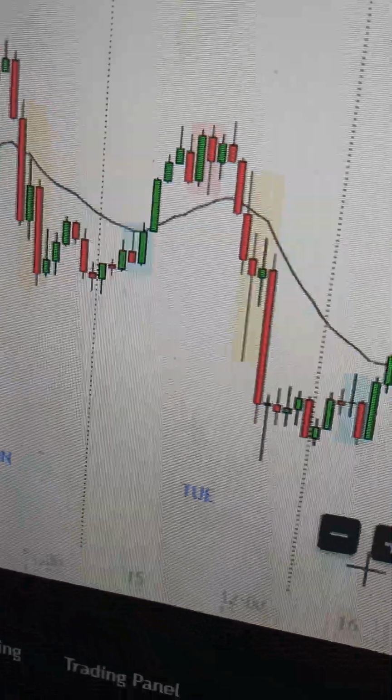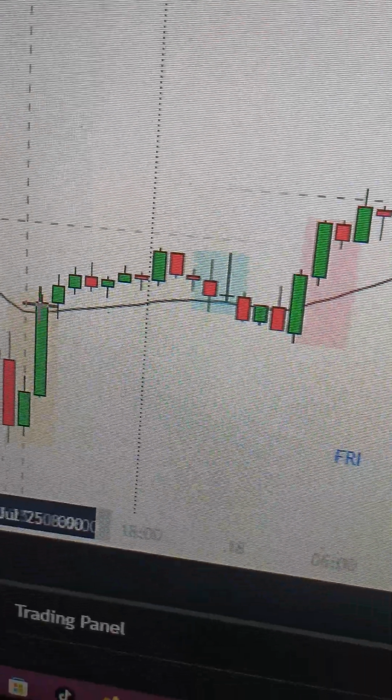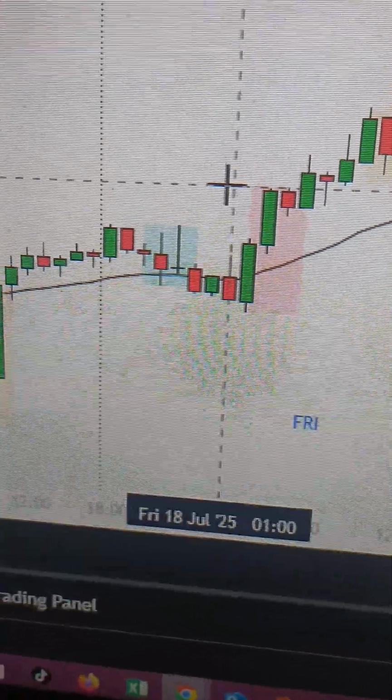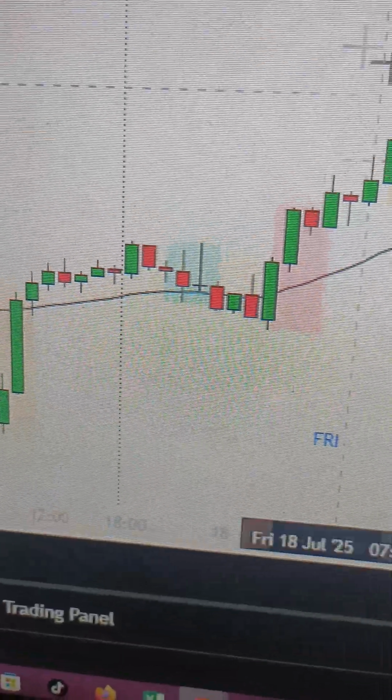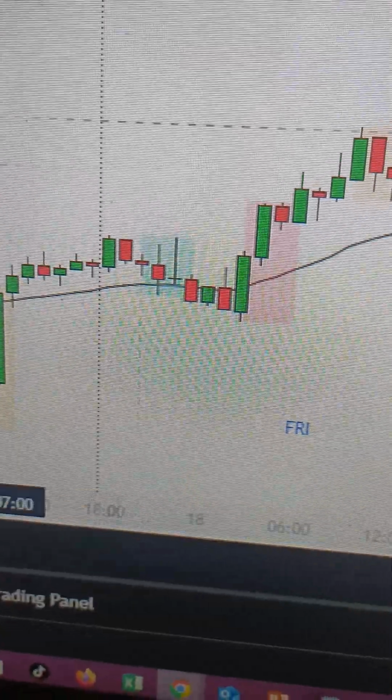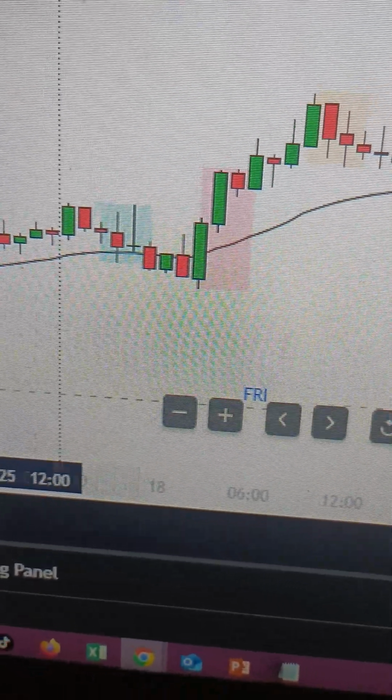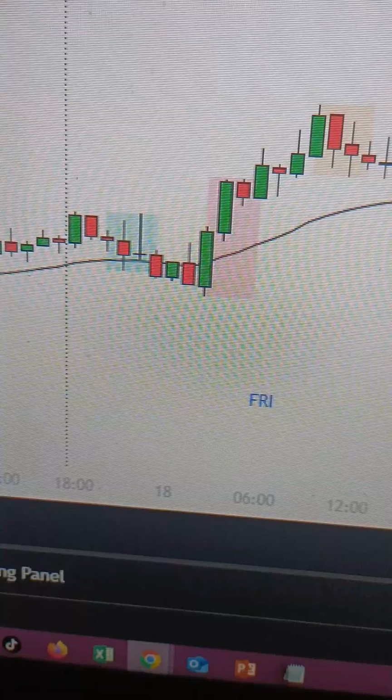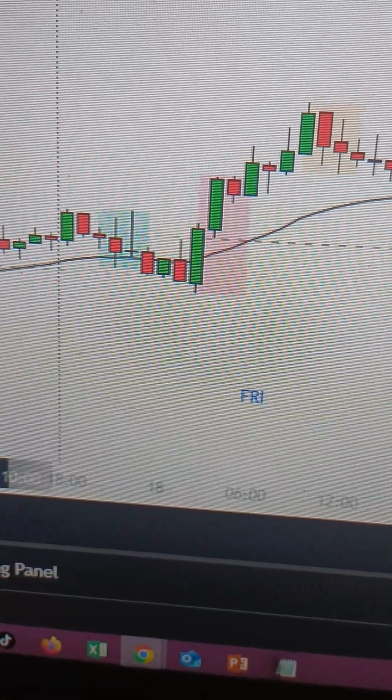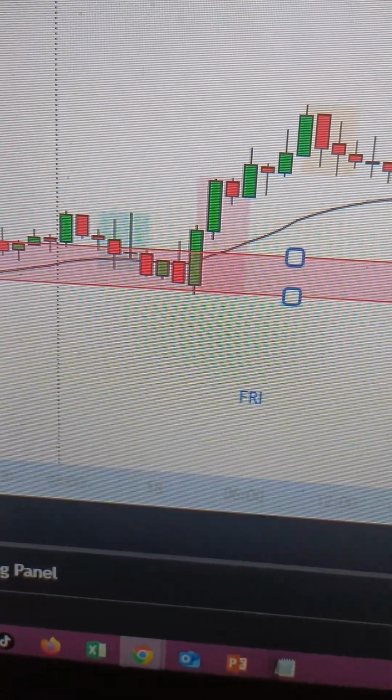So the same case applies. We want a break, we want a retest, and when we are retesting, we want to be retesting an SNR zone. So at this point, this was the last high that we formed.